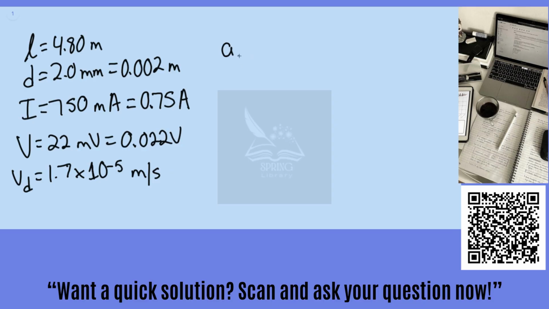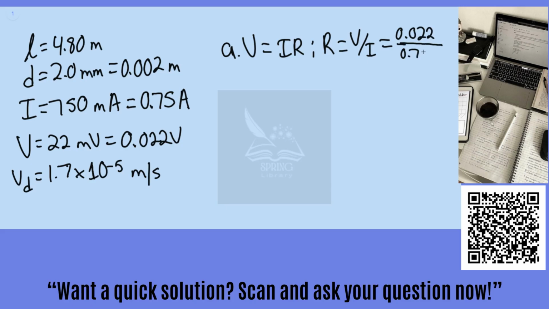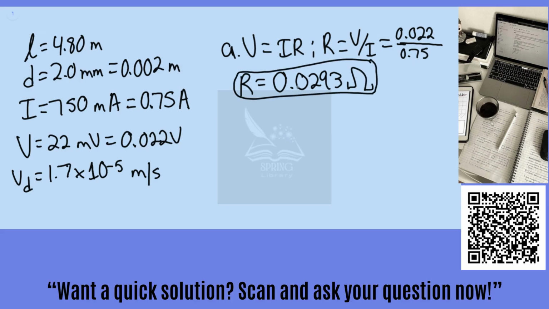So for A, they're asking for the resistance. According to Ohm's law, V equals IR, which means that R can simply be equal to V over I. So V is going to be 0.022 divided by I, so 0.75. And we're getting a resistance equaling 0.0293 ohms. So this will be your answer for part A. And then part B asks us to find the resistivity.